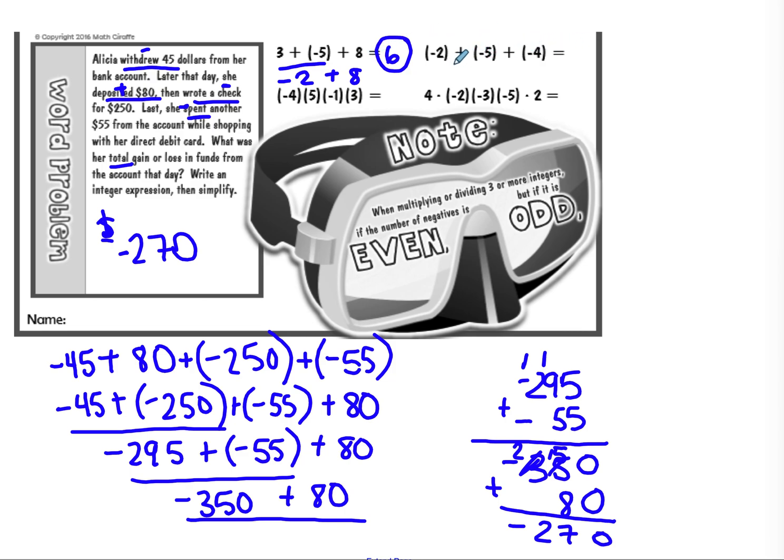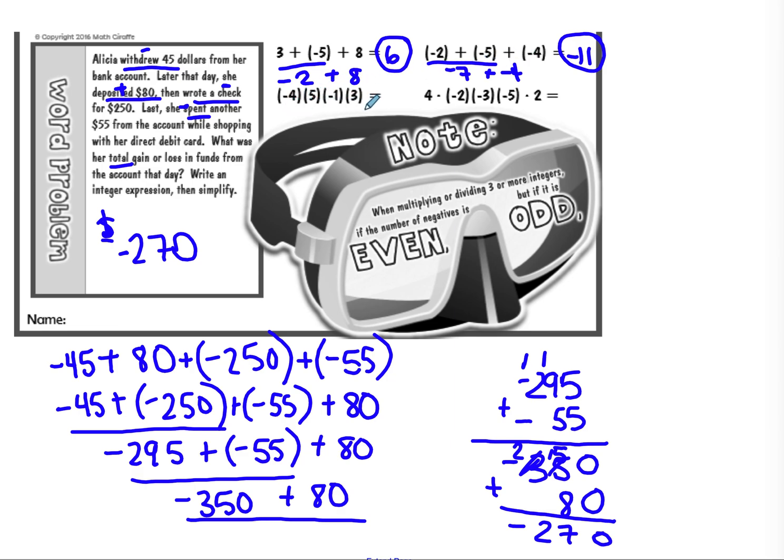All right, here I've got negative 2 plus negative 5 plus negative 4. You can go in any order. I'm just going to go left to right here. Negative 2 plus negative 5 is negative 7. Remember, same signs, find the sum. Plus negative 4. Again, same sign, find the sum. Negative 11 is going to be my answer on that one.